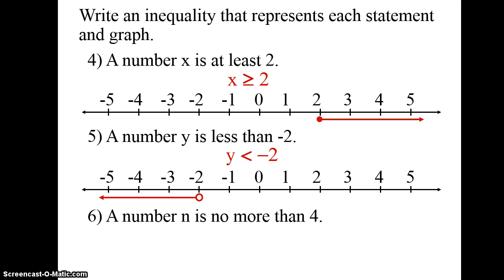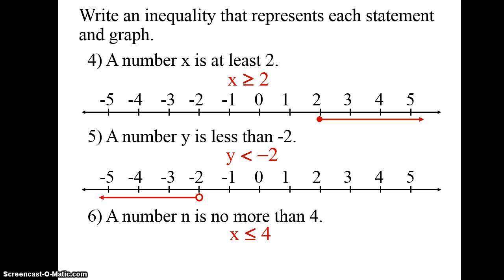And number 6, n is no more than 4. Well, if it's no more than 4, we could also say that n is a maximum of 4, or that n, the limit that I have is 4. So maybe I'm only allowed to get 4 questions right since the test only has 4 questions and I really can't get more points than 4. So since that's the case, then x will have to be less than or equal to 4. I don't know why I used x when I should have used the letter n.